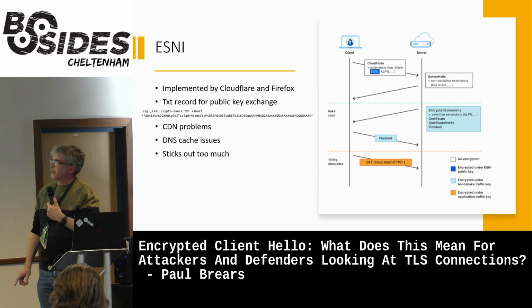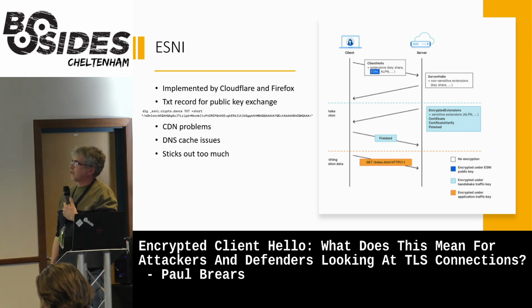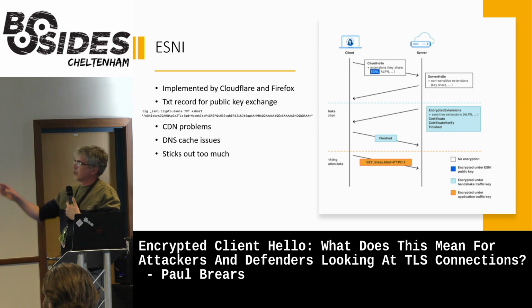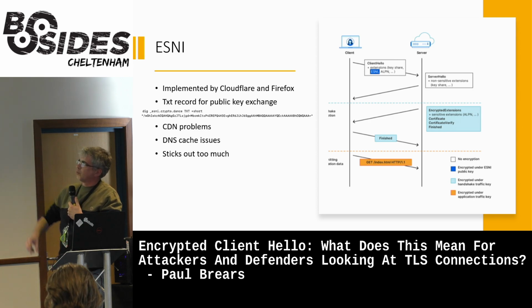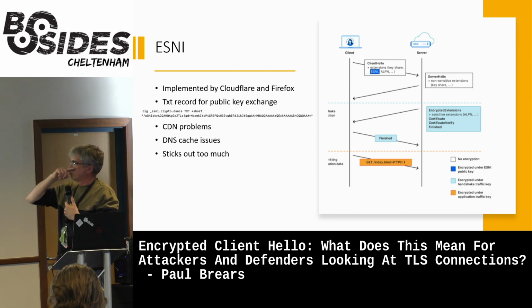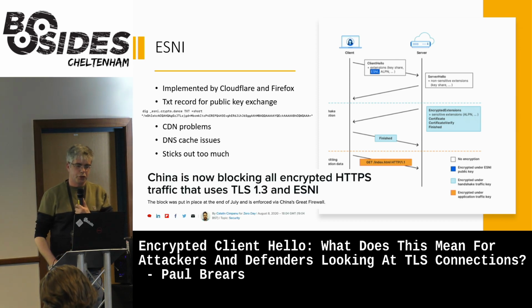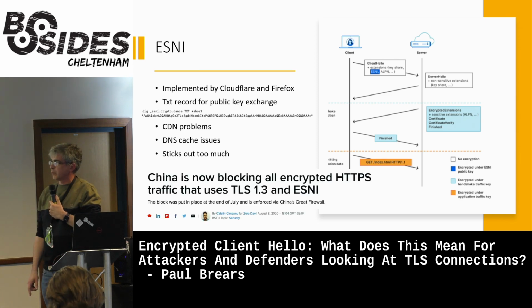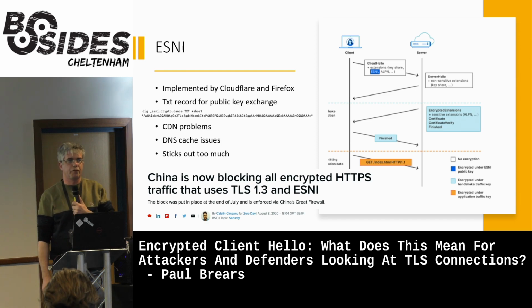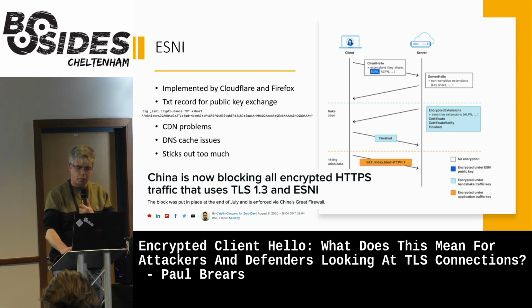So the first attempt to do this was ESNI. This got as far as being implemented by Cloudflare and Firefox, and it worked by having a text record with the public key for the exchange, and it just encrypted the SNI field. But it ran into a number of problems for large-scale CDNs and DNS caching issues, and it stuck out too much, and the Chinese government pretty quickly worked out that they could just block anything with that header, and everyone went back to the drawing board.